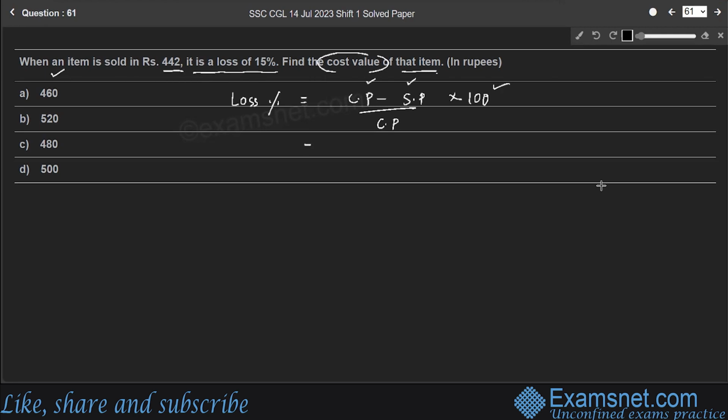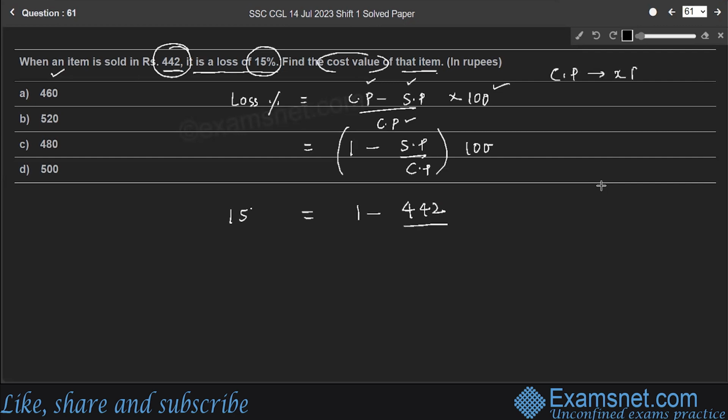Therefore, let us rearrange this formula. We'll take cost price by cost price, it's 1 minus selling price by cost price, into 100, which gives loss percentage. Substitute the values here. Here loss percentage is 15%, which is equal to 1 minus selling price, already given as 442 rupees, by cost price. Let us assume the cost price of the item be X rupees, into 100, right?